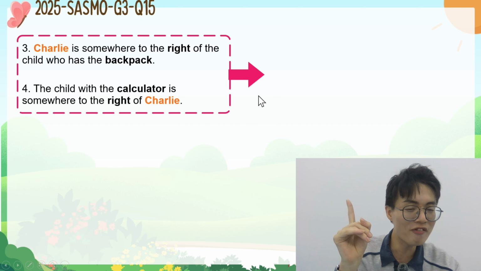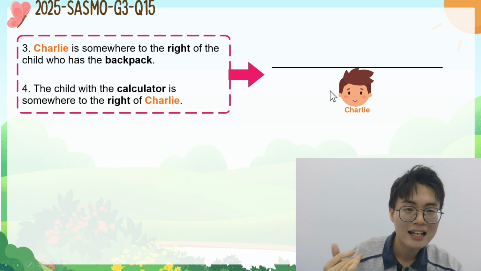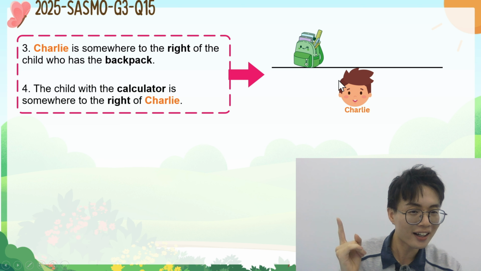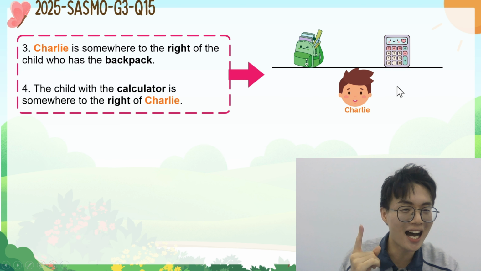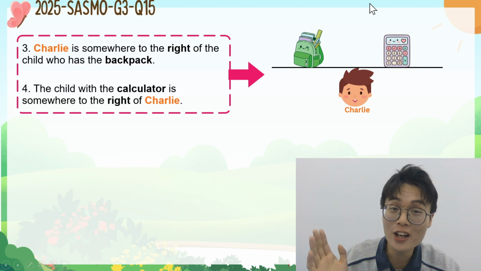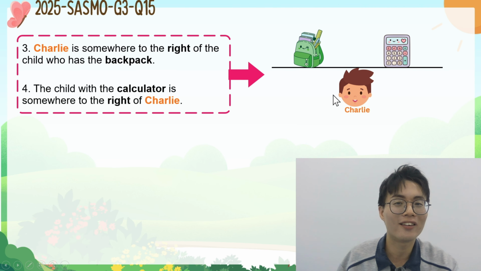Then let's draw a line first. If I put Charlie here, then tell me, where is the backpack? Left side or right side? Left side. Then where is the calculator? Left side or right side? Right side. So to distinguish the items and the children, we put all of the items above the line. And we put all of the children under this line. Okay, this is what we can get from these 2 clues.